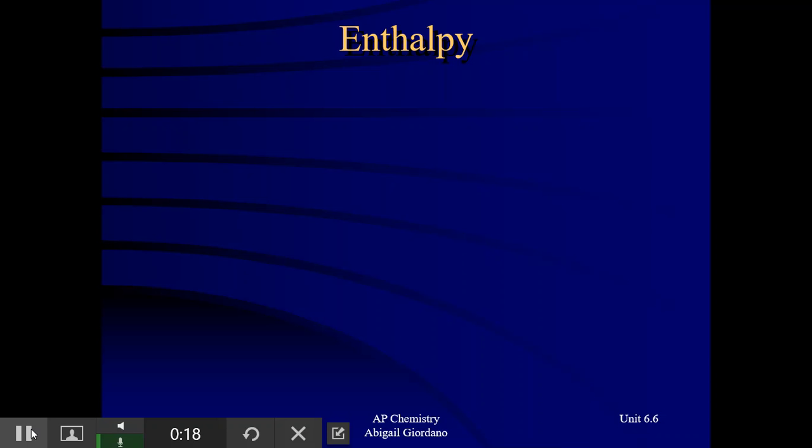All right, so first of all, let's address this new vocabulary word, enthalpy. Enthalpy is just a fancy word that means heat energy. But I want you to get used to hearing the word enthalpy more and more rather than just saying heat, but please do know that they mean the same thing.